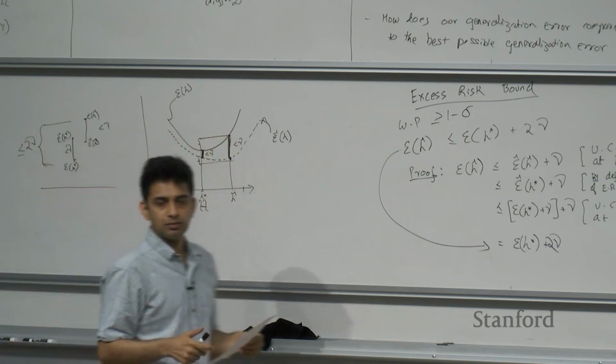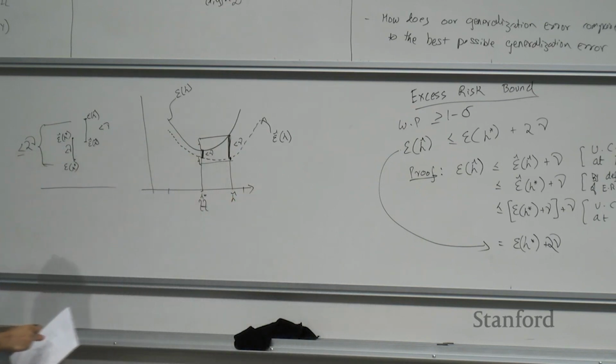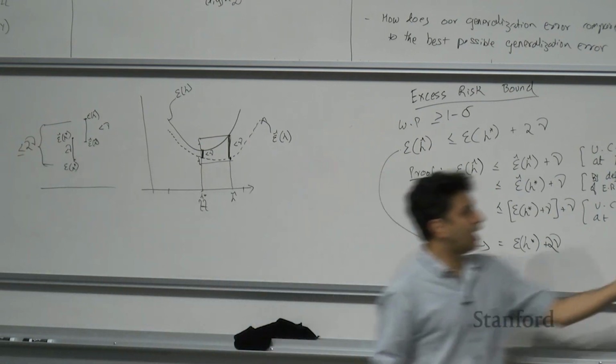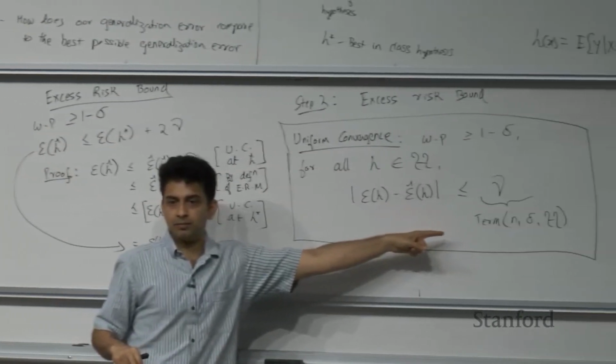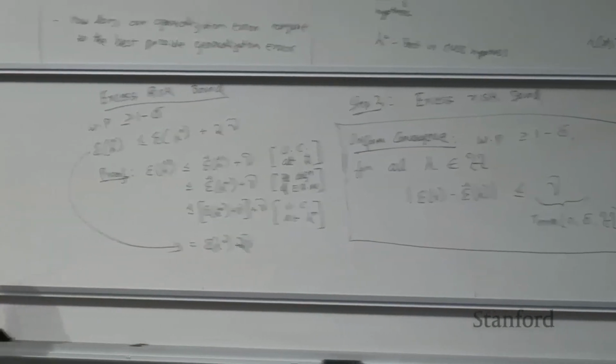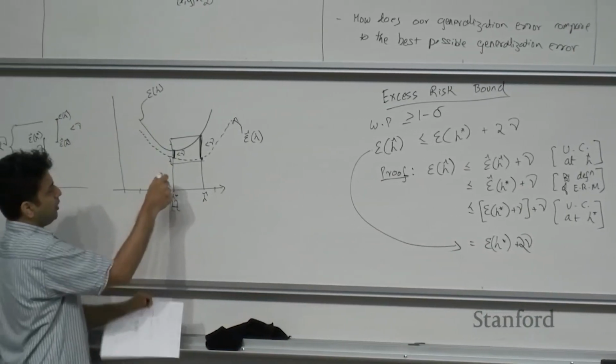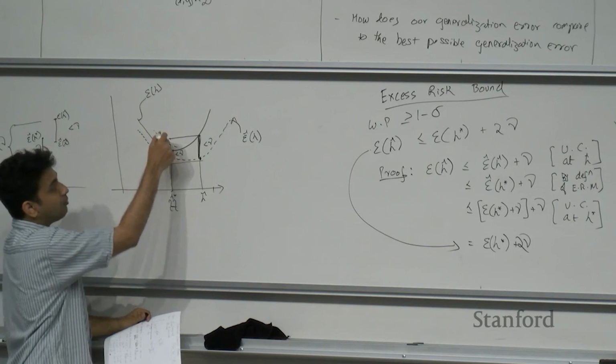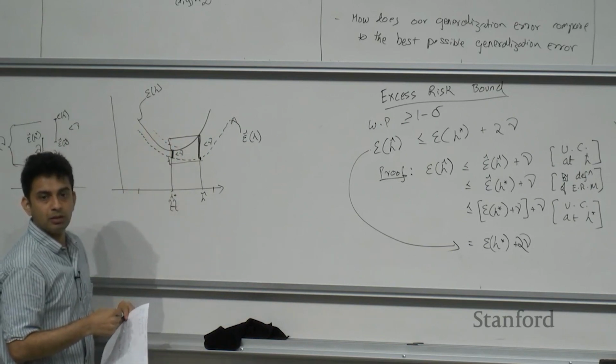Yes, question. For the diagram on the left, are h star and h hat flipped? Because the empirical risk at h star should be less than the empirical risk at h hat, right? So it need not be. That's a good question. The empirical risk at h star and the empirical risk at h hat may be flipped. They may be in any order. What uniform convergence tells us is the absolute value of the difference between the two is less than gamma. So what that means is at h star, the empirical risk may have been above it. That's totally possible.